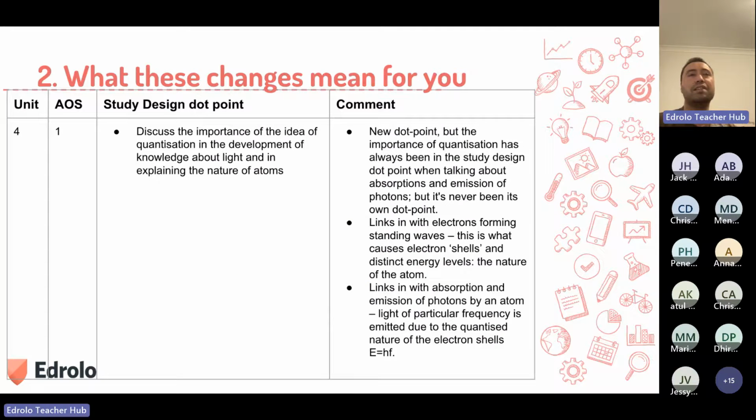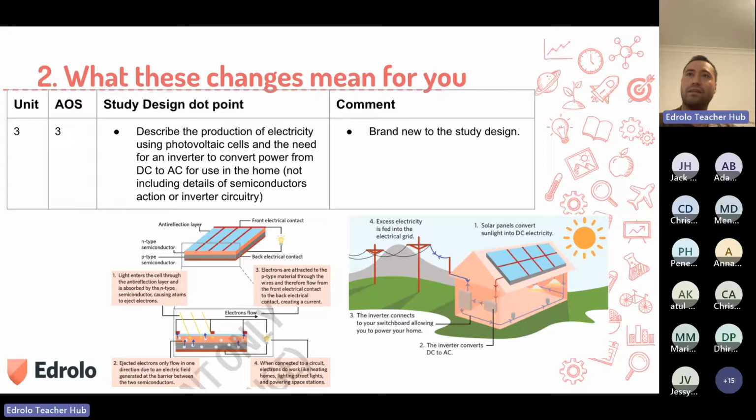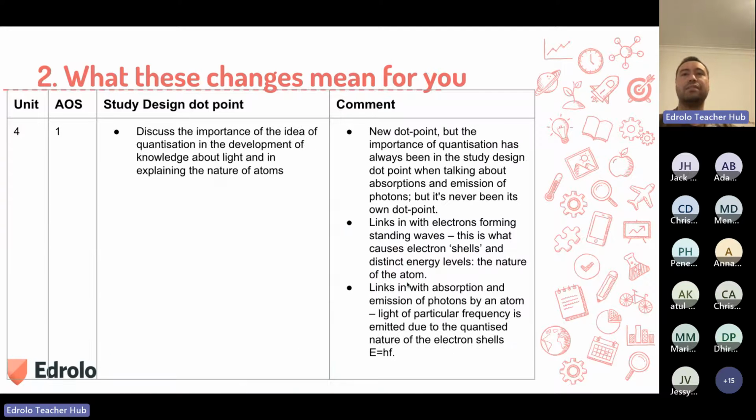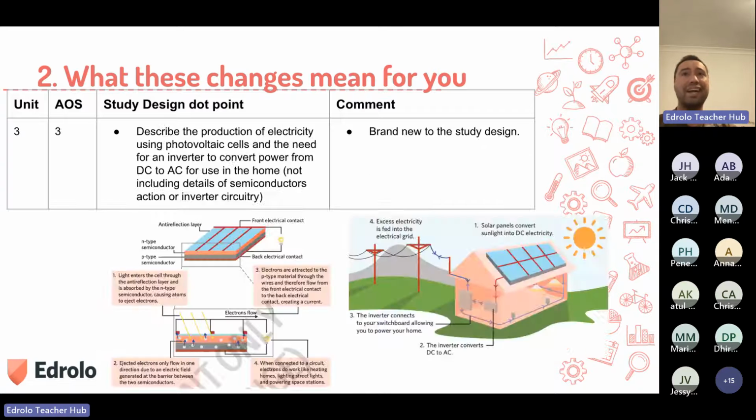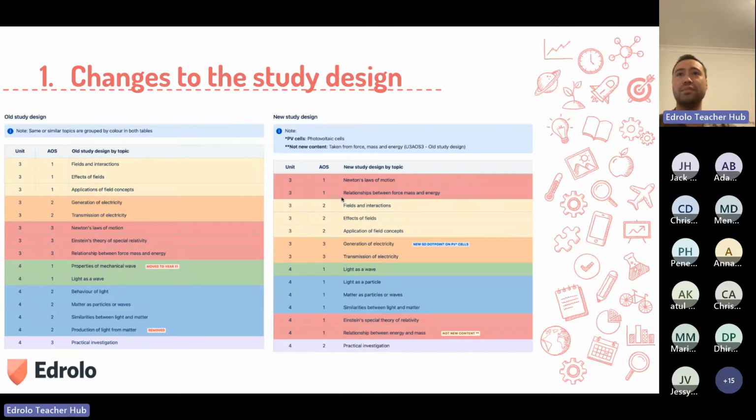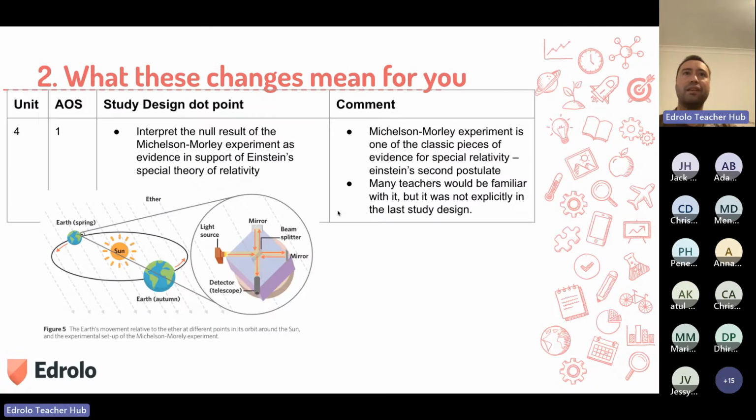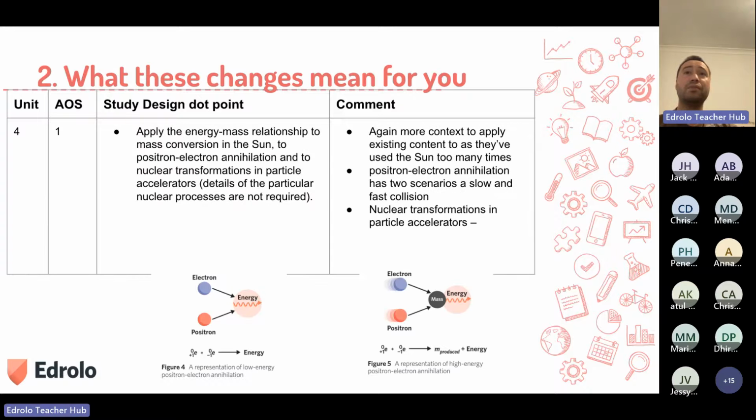So they are the major changes. They are the major study design dot points that are new. I hope that I've made it pretty clear that apart from photovoltaic cells, there's not really much new theory to teach. It's more about new applications of existing theory. So your teaching and learning in year 12 really hasn't changed that much. The structure of your teaching hasn't changed too much. I think most people would start with Newton's laws anyway. So there's not that much new there. The Michelson-Morley is new.